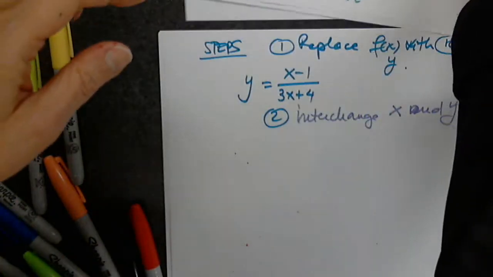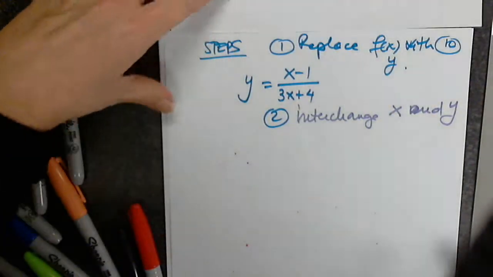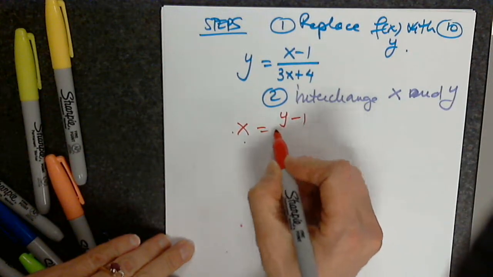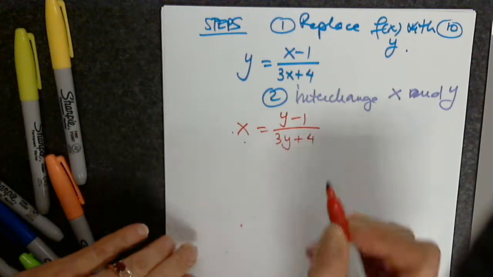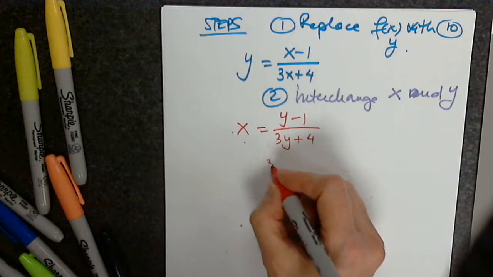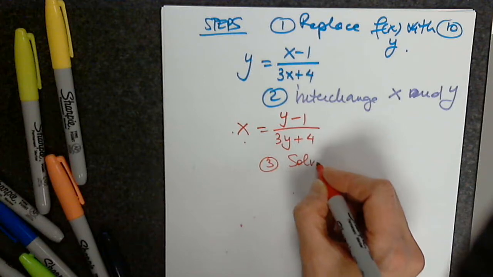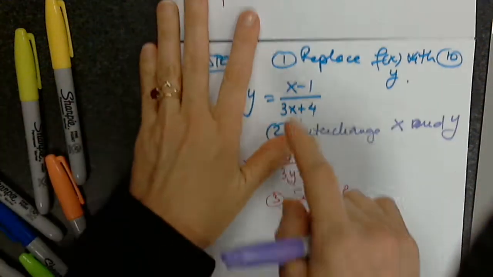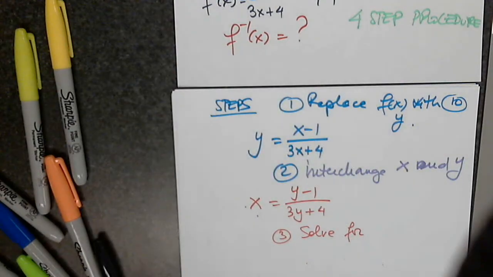Perfect. Then the next step will be x equals y minus 1 over 3y plus 4. In step number 3, solve. What am I solving for? The y. Exactly, because y will become what I'm looking for. Y becomes f inverse.